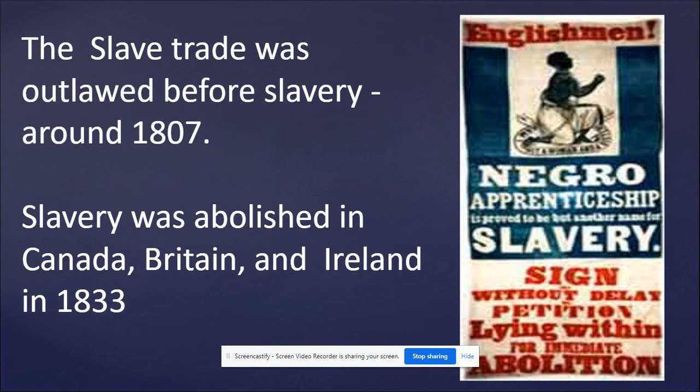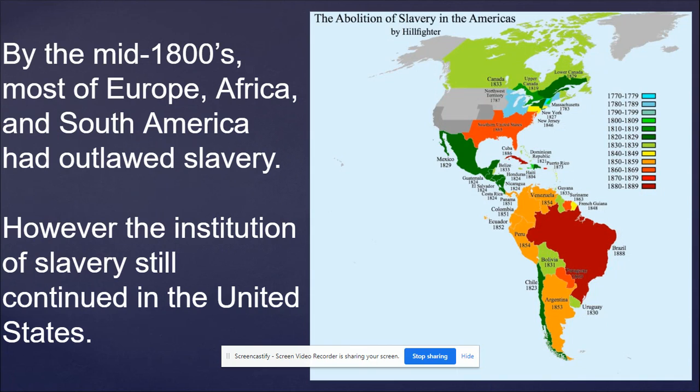There are some things we need to know about the slave trade and slavery in the United States before we move on. The slave trade was outlawed before slavery around 1807. Slavery was abolished in Canada, Britain, and Ireland in 1833. By the mid-1800s, most of Europe and Africa and South America had outlawed slavery. However, the institution of slavery still continued in the United States during this time period.